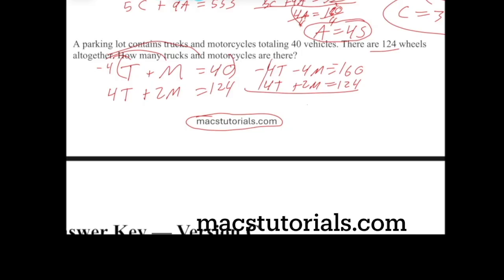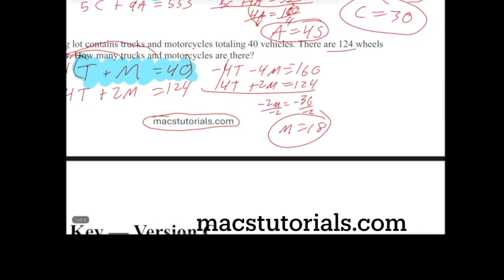And so now I'm going to get a -2m equals -36. Divide everybody by -2. Motorcycles equal 18. And then once I go back into this equation right here, I'm going to plug in 18 for m. So t plus 18 equals 40. Subtract 18 from both sides. Boom, die. Trucks equal 22, and there is my final answer.